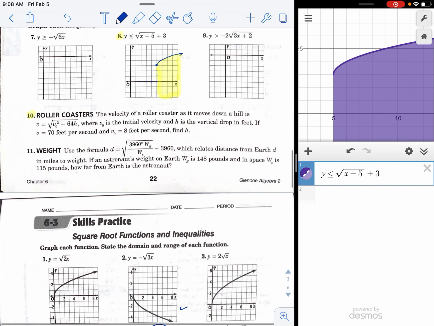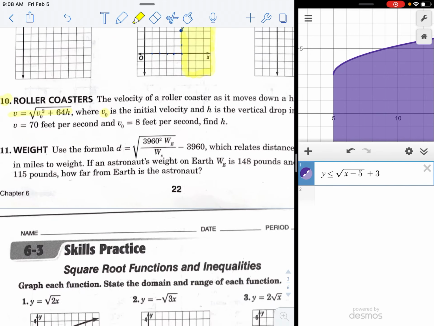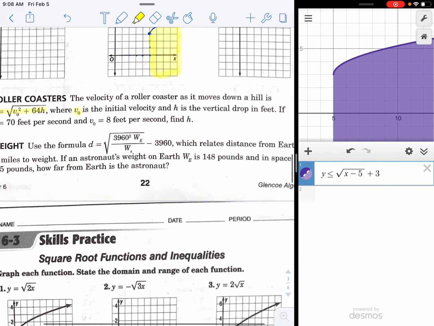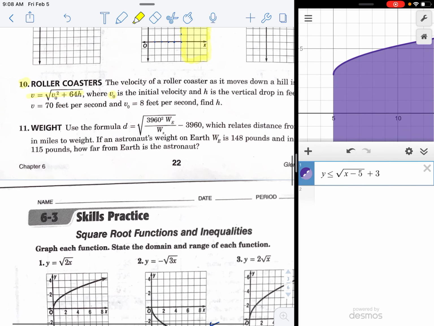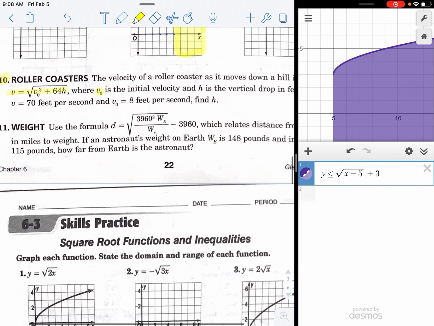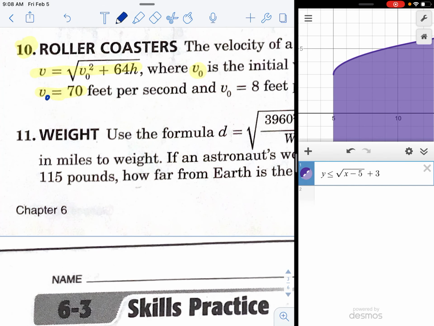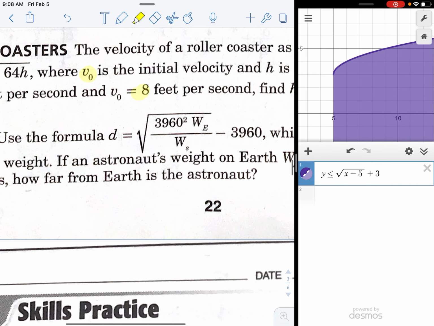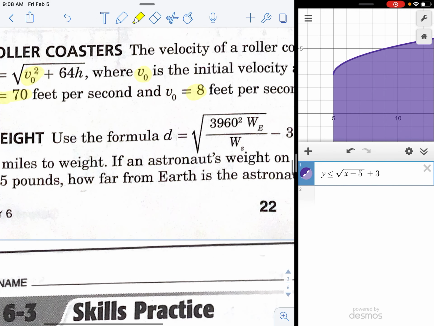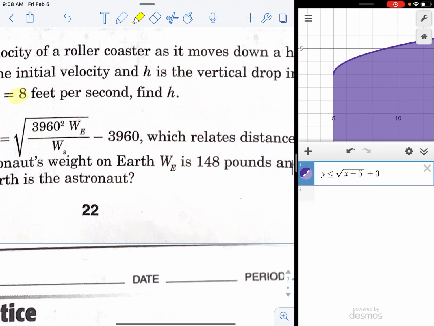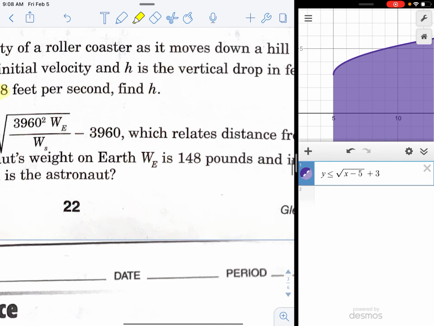All right, number 10, a word problem. The velocity of a roller coaster as it moves downhill is this equation, where v sub 0 is the initial velocity and h is the vertical drop in feet. If v equals 70, so that's not v sub 0, that's just v, and v sub 0 is 8, so that's this one. Find the feet, find h.